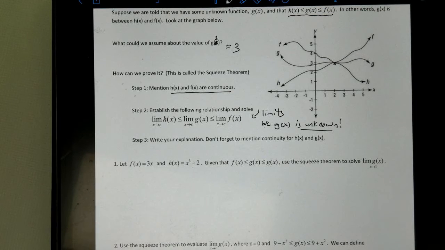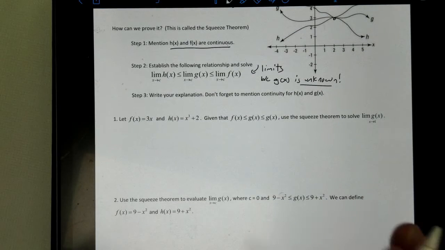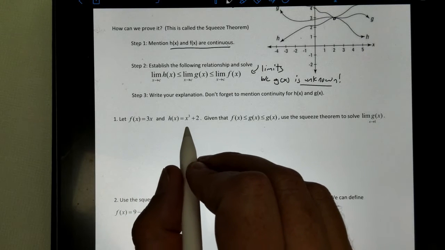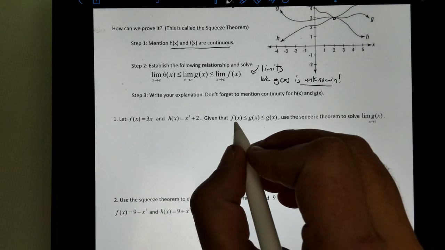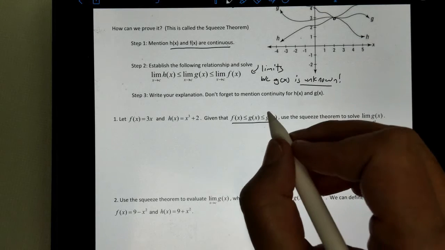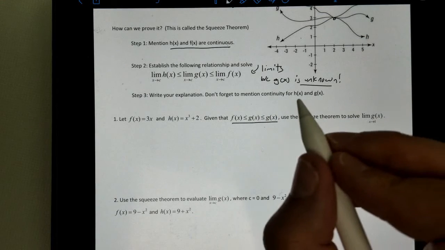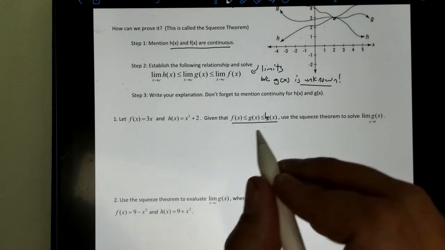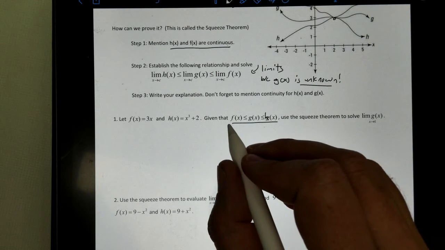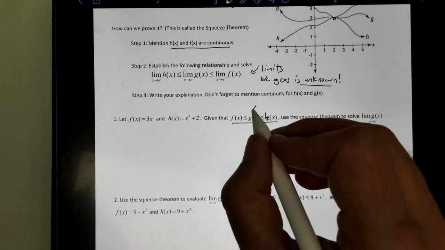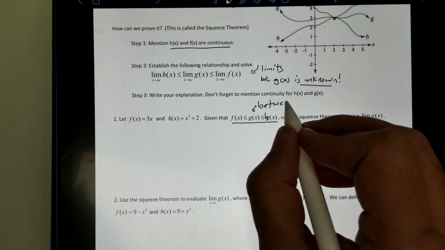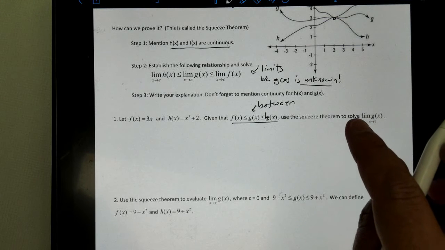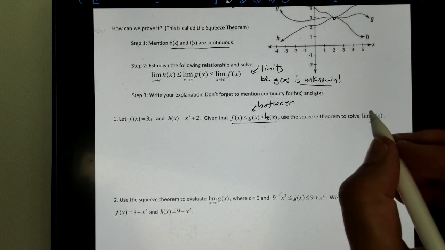So let's take a look at an example. Let f of x equal 3x, and h of x equal x cubed plus 2. And we're told that g, whoops, that should definitely be an h right there. And we're told that g is between f and h. Use the squeeze theorem to find out what happens as x approaches 1.